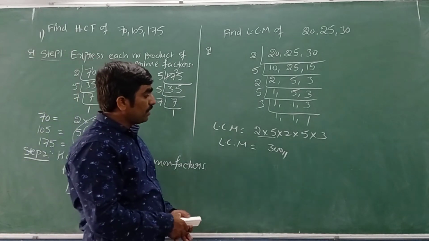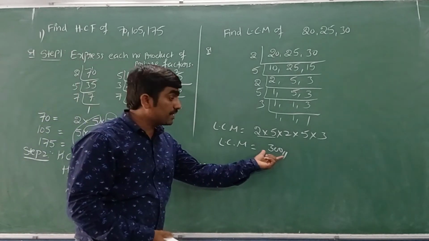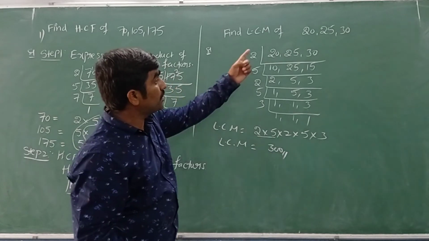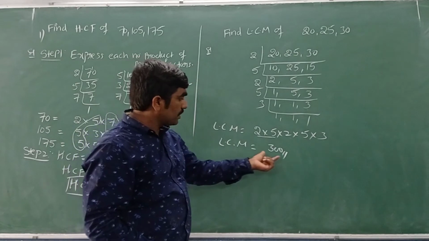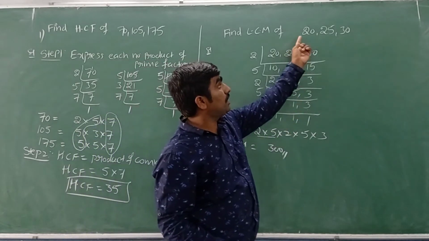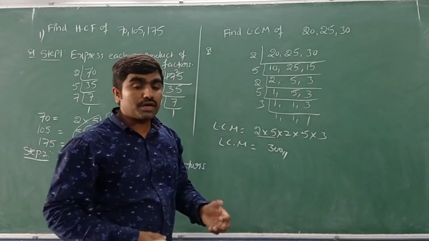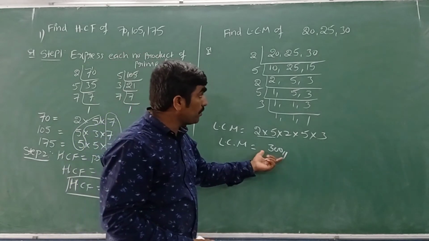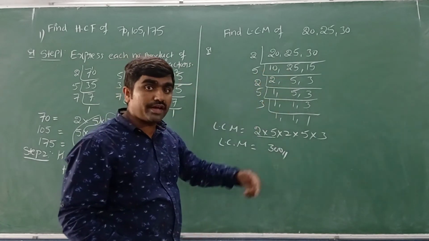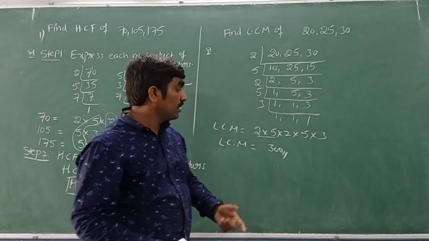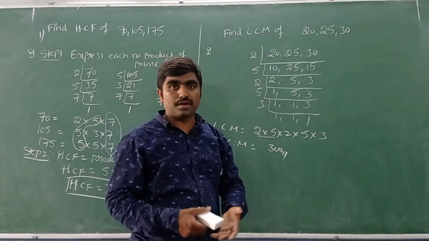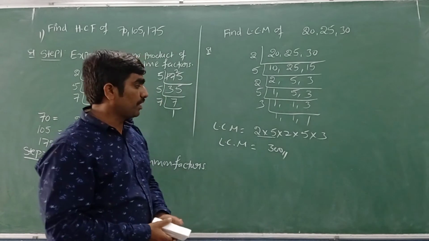Now let's see how the LCM 300 compares: is it more than the given numbers or less than the given numbers? Yes, LCM 300 is more than the given numbers. So what can we conclude? The LCM of the given numbers is always more than the given numbers, or sometimes it may be one of the given numbers also.